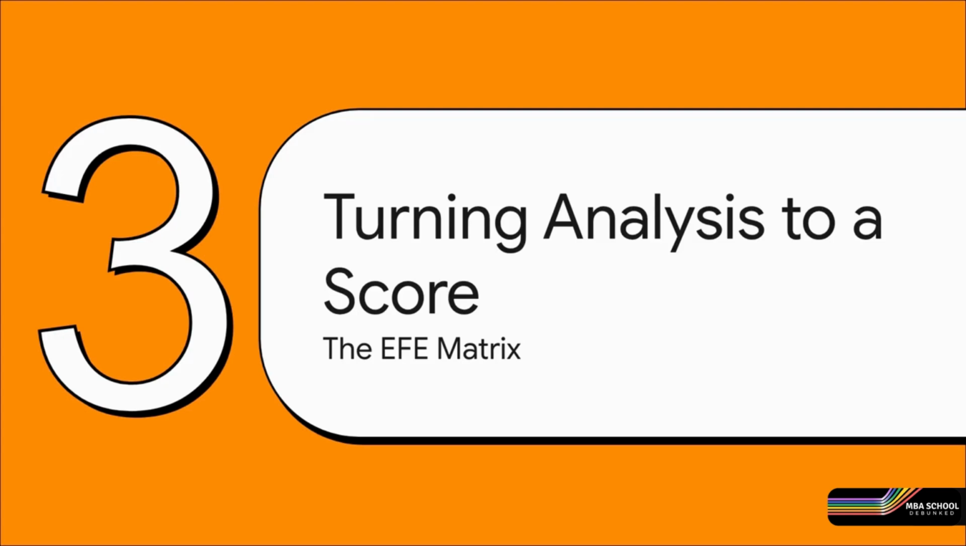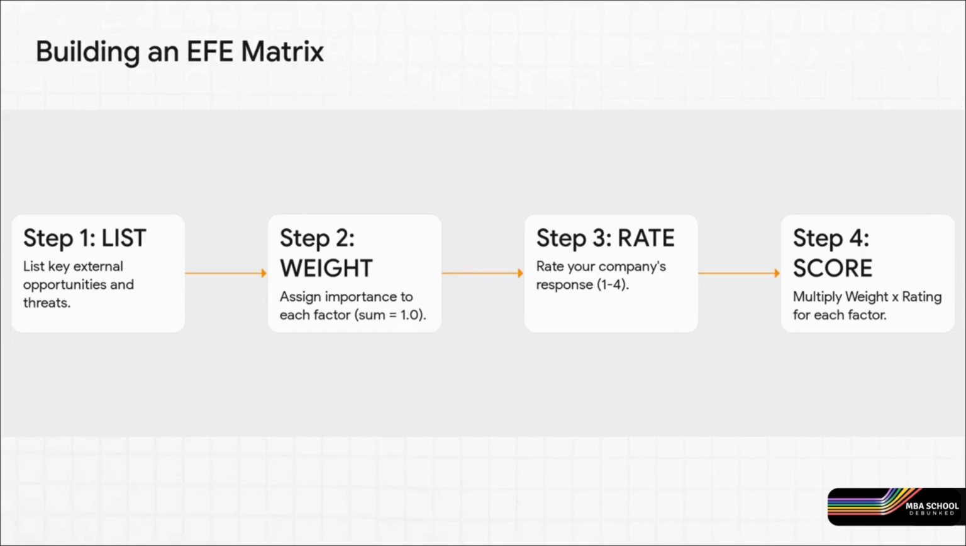So let's recap. We've looked at the big picture trends with PESTLE. We've examined the industry pressures with Porter's 5 Forces. But right now, all we have are a bunch of lists. So the big question is, how do we turn all this analysis into something clear, something actionable? This is where our final tool comes in, the EFE Matrix. That stands for External Factor Evaluation. And the process is actually really simple and powerful.